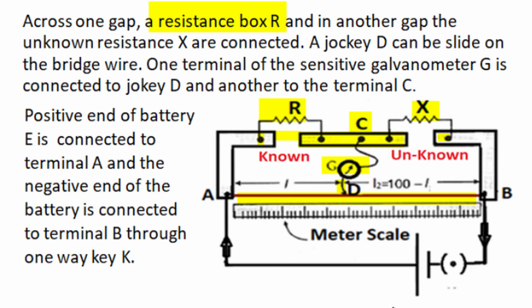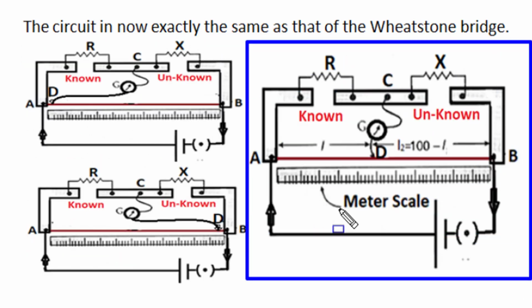For circulation of current, an external voltage source is connected across wire at terminals A and B with positive end connected to A side, and a one-way plug key is also used to circulate current only for that interval at which we are doing readings for measurement, and for the rest of the time this open key condition of switch disconnects battery from the circuit. This meter bridge circuitry is now exactly the same as that of Wheatstone bridge circuit.